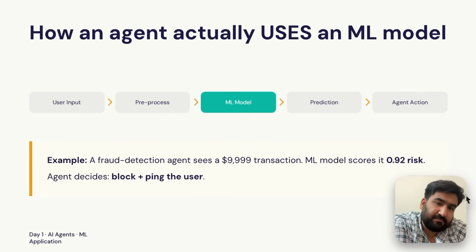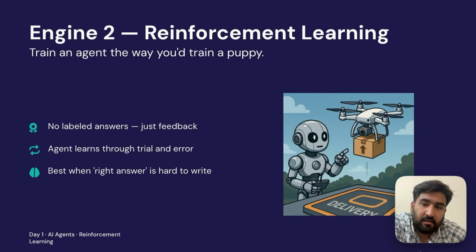That's what the agent does. Then there is the second engine in this layer, which is reinforcement learning. Now this one deserves its own careful explanation because it is genuinely different from regular supervised ML models, right? Let us look into it and understand how it works. To understand reinforcement learning, think of training an agent the way you would train a puppy, a dog.